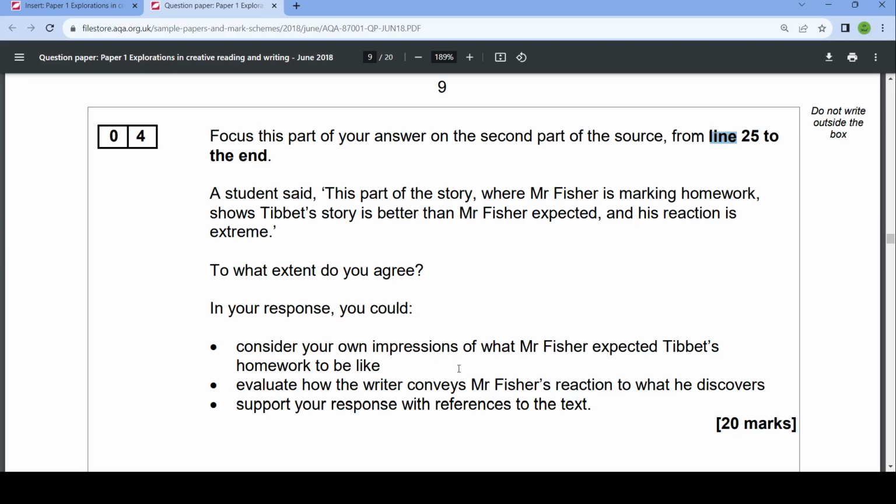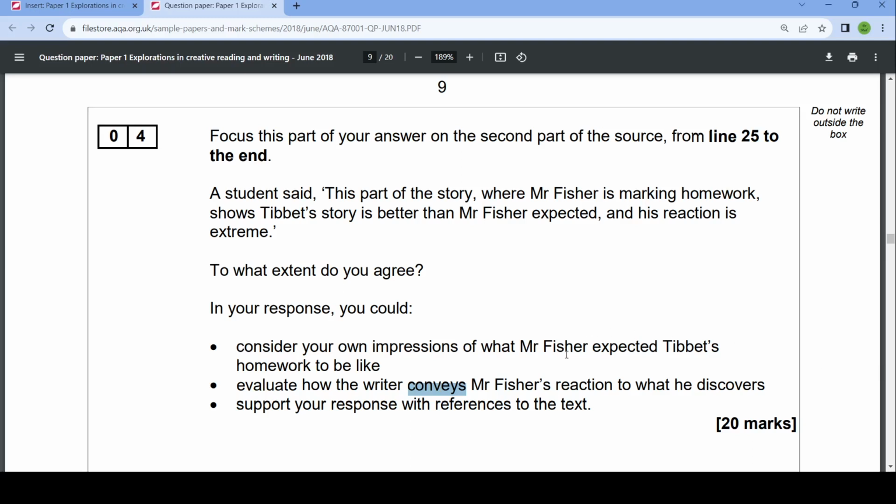And then it gives you some clues. Now, the key points here are that it's to evaluate, okay? Means to weigh up, to judge, to decide whether you agree with the statement or not. Now, in terms of how the writer conveys, so that's basically talking about language and structure. You can mostly focus on language. So essentially, just picking out words and phrases, discussing effects and connotations, and how they support your argument as to whether this statement is true or not.